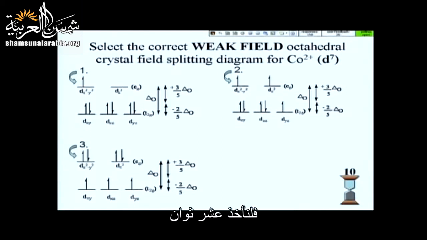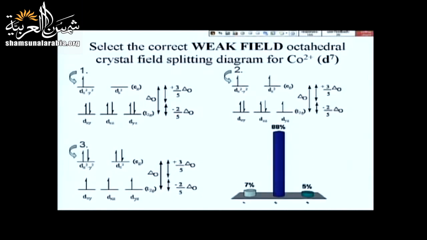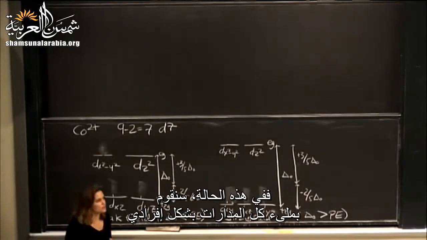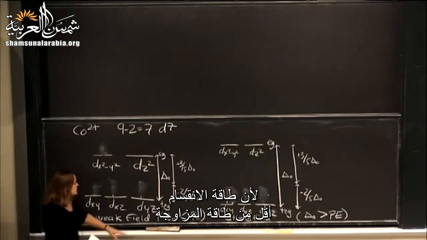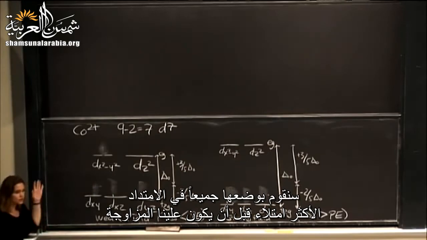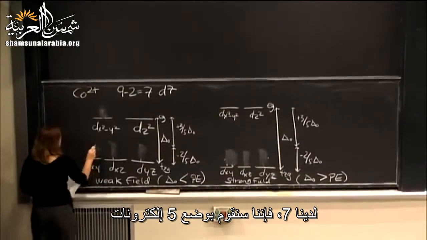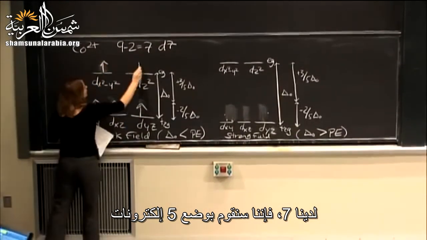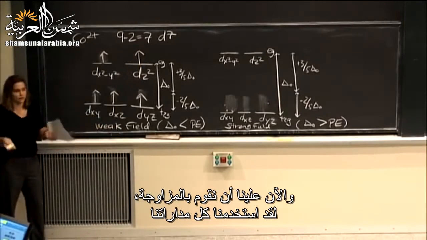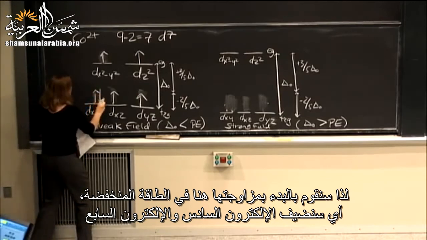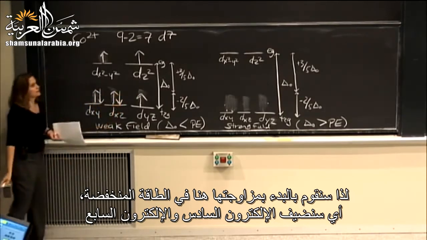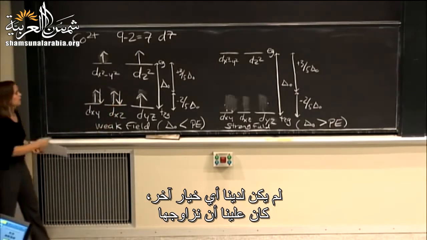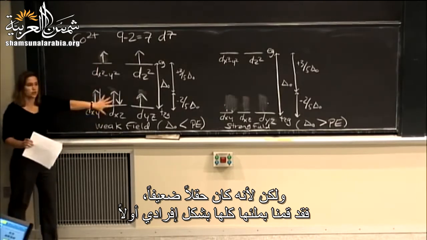Okay, let's just take 10 more seconds. Okay, very good. So this is the weak field case. In this case, we are going to fill up singly all of the orbitals because the splitting energy is less than the pairing energy. So we're going to put them in to the fullest extent possible before we have to pair. So we have 7. So we're going to do 1, 2, 3, 4, 5. And now we have to pair. We've used up all our orbitals. So we're going to start pairing down here in the lower energy, so that'll be 6, 7. So we had no choice, we had to pair them. But because it was a weak field, we filled them all up singly first before we paired.